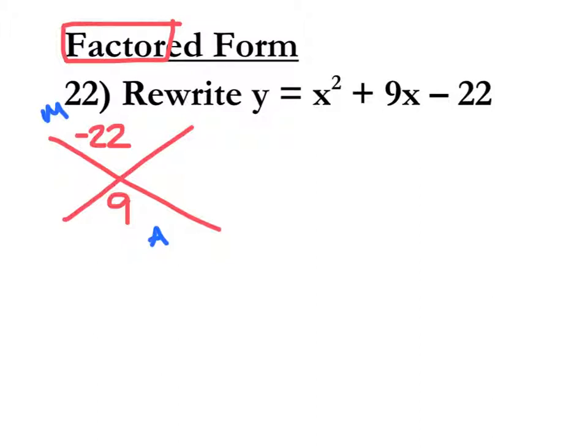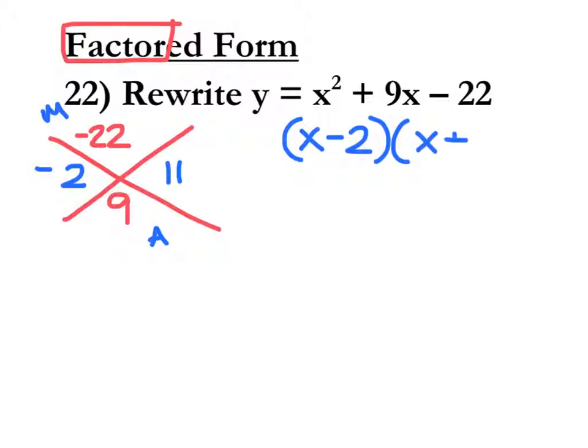How about 2 and 11? I want the 9 to be positive, so it's got to be negative 2 and positive 11. And since there's no number out in front of x squared, I can go right to my answer. I get x minus 2 in one group and x plus 11 in the other. And again, this is equal to y. Ladies and gentlemen, I am done.